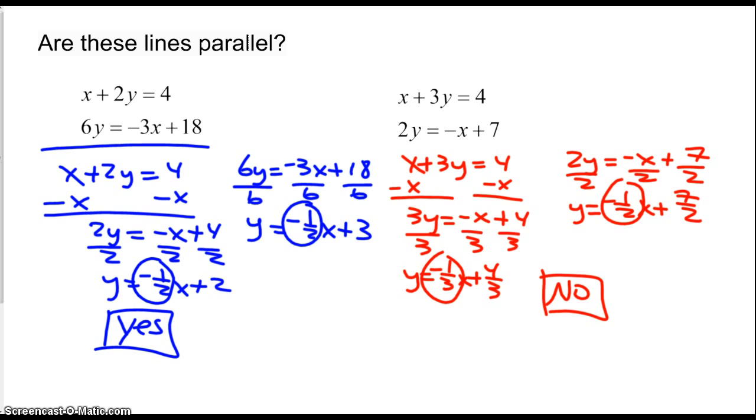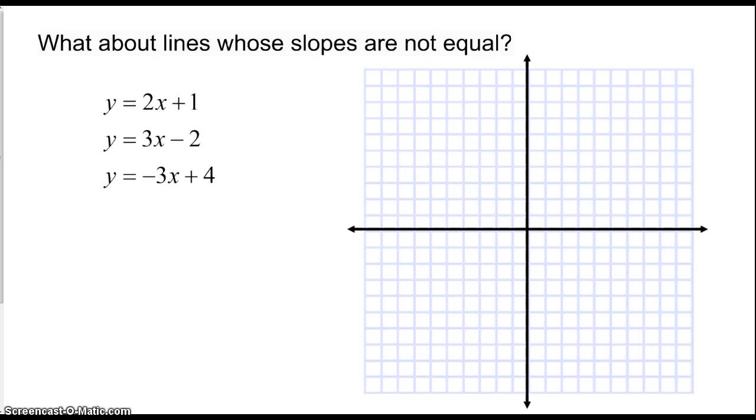So the ones on the left were parallel, but the ones on the right were not. And for me to check, I needed to be able to find the slope, and the easiest way to do that is to convert to slope-intercept form so I can read that. Okay, so parallel lines. What about lines whose slopes are not equal? Let's graph each of these 3.